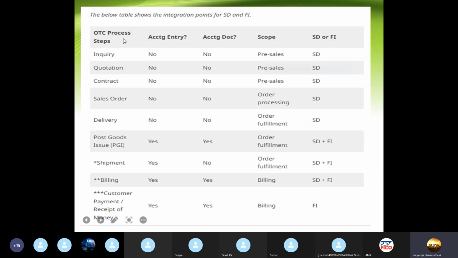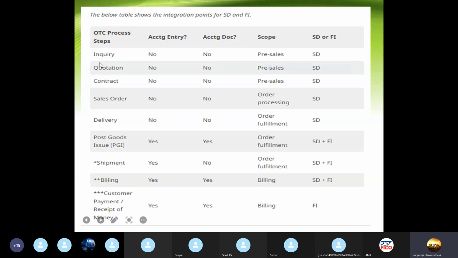Here comes the O2C processes. In this O2C process, these are all the processes that it will include: inquiry, quotation, sales order, delivery, post goods issue, shipment, billing, customer payment. Up to delivery, there is no need of accounting entry and there is no need of accounting document.